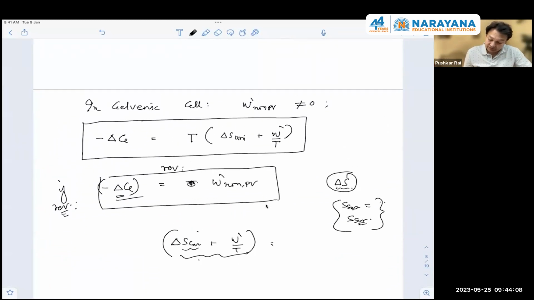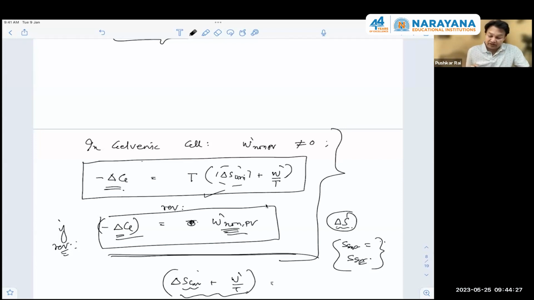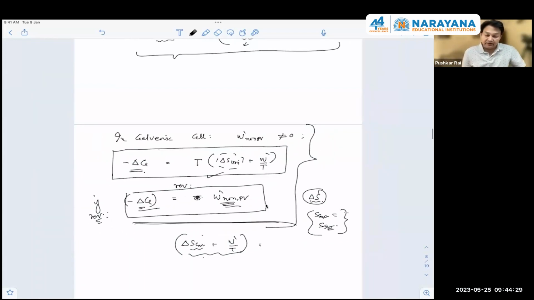Delta G is equal to minus W dash non-PV, and minus delta G is equal to T into delta S universe, which is equal to zero. And you can verify from there that delta S universe should be equal to zero. So whatever we have derived carefully, we are just applying that. Any answer for this? We will say that the total net change in entropy is equal to zero, because the system is going from a less random state to a more random state.